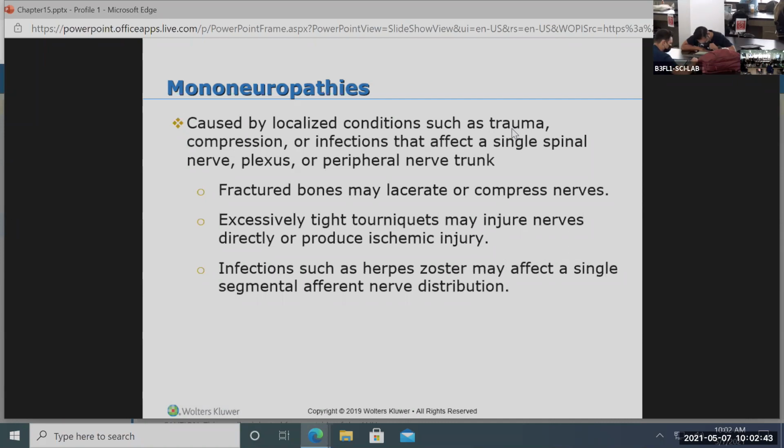Causes may be fractured bones that may lacerate or compress my nerve, or somebody is putting a tourniquet too tightly. An excessively tight tourniquet may injure the nerves directly or produce ischemic injury. That's very important.